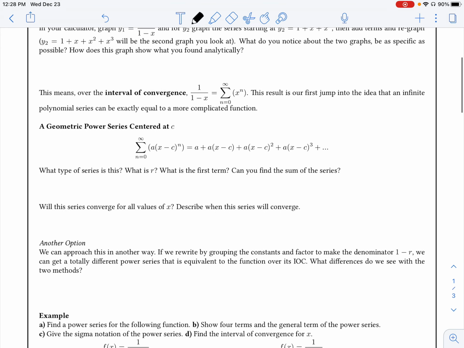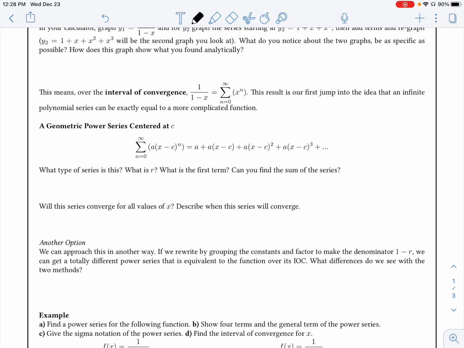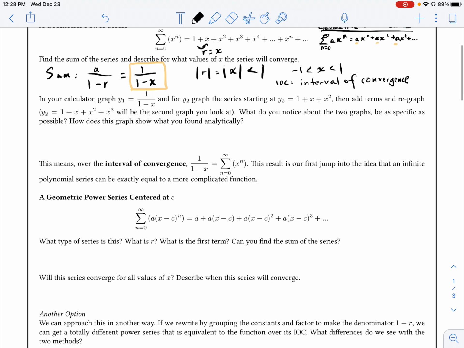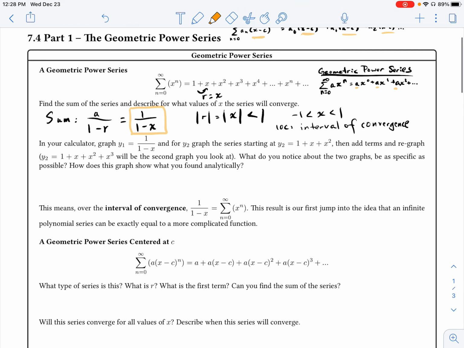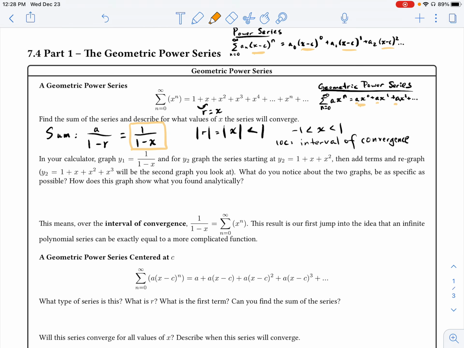I want to look now at a geometric power series centered at some other value c. And this is simply when we have a power series that's centered at some value other than 0. The main difference between what I had written up here and what you're seeing here is that the first one I gave was centered at 0, but you may have some other power series that are not centered at 0.